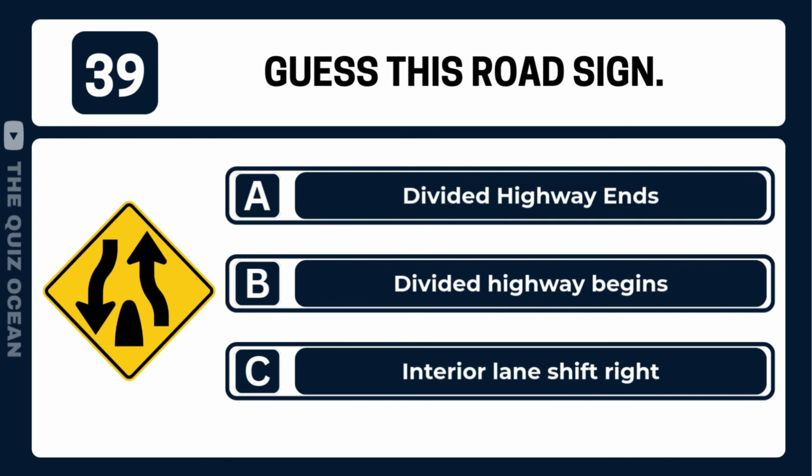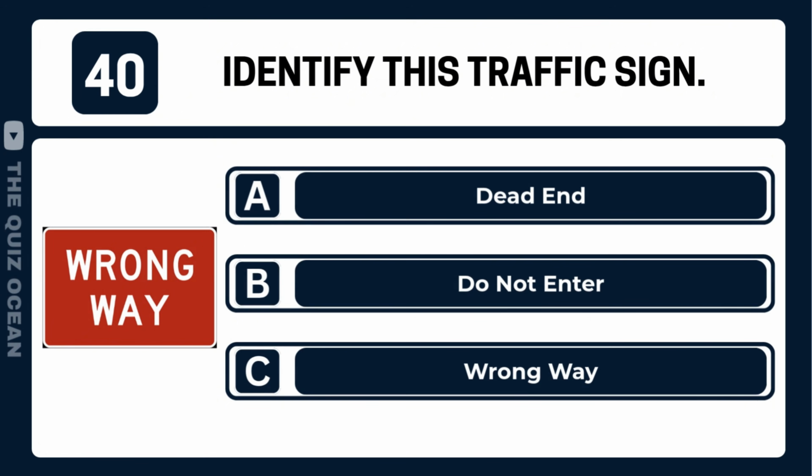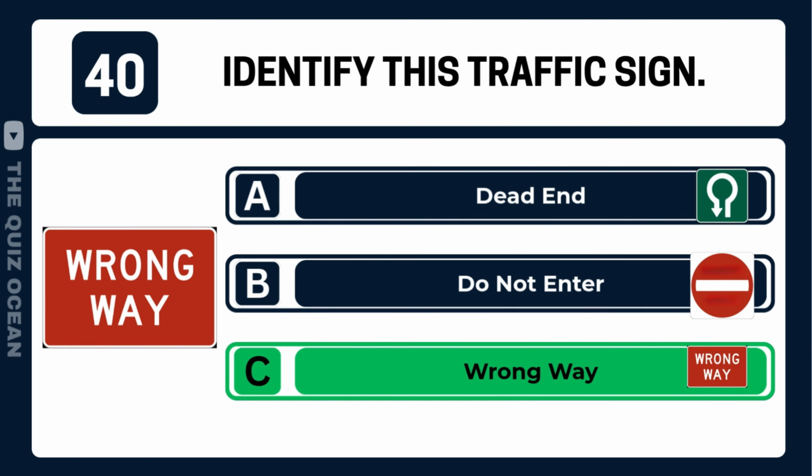Guess this road sign. Well spotted. This means divided highway ends. Identify this traffic sign. Well spotted. This is a wrong way sign.